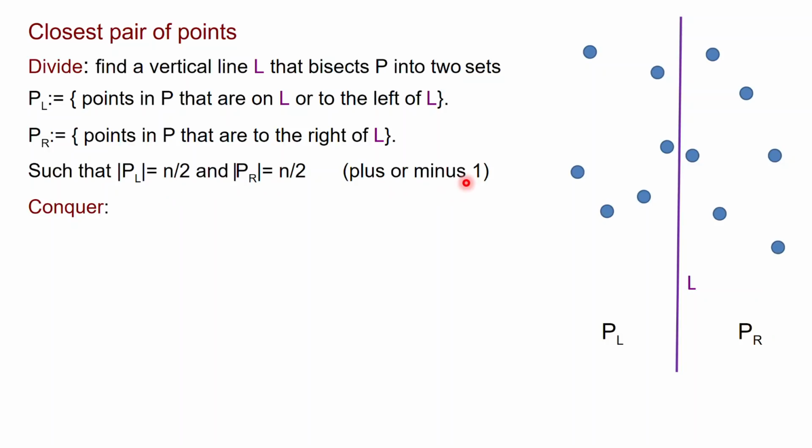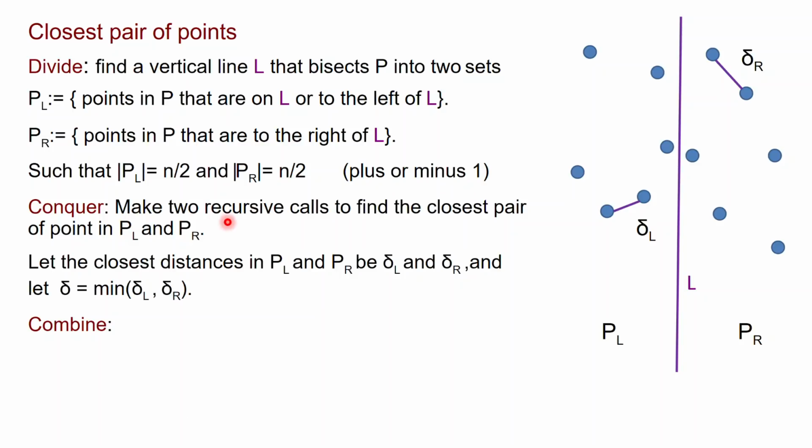The conquer step is also fairly natural. We are going to recursively call the algorithm on each side. We're going to make two recursive calls to find the closest pair in PL and PR. So in PL, it would be this pair here, which has a distance delta L. In PR would be this pair here, which has a distance delta R. And then, since we are interested in the minimum distance overall, we are going to let delta be the minimum of delta L and delta R. So here delta would be equal to delta L.